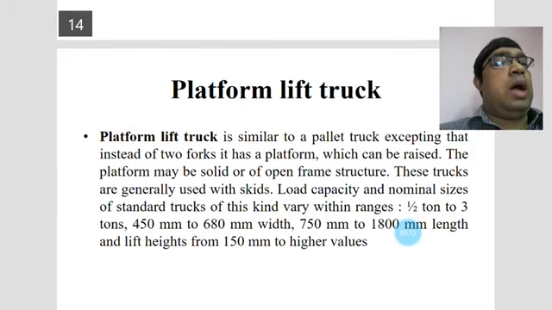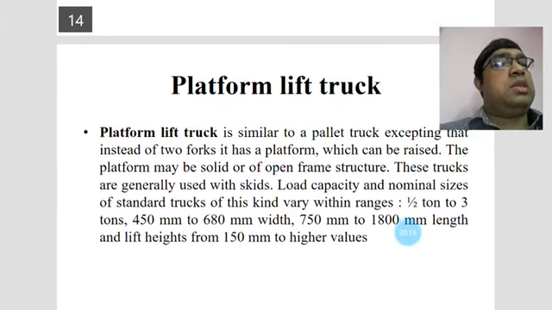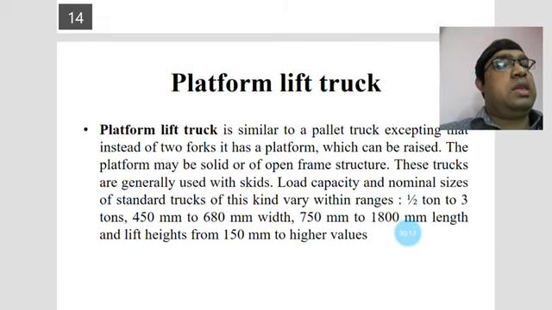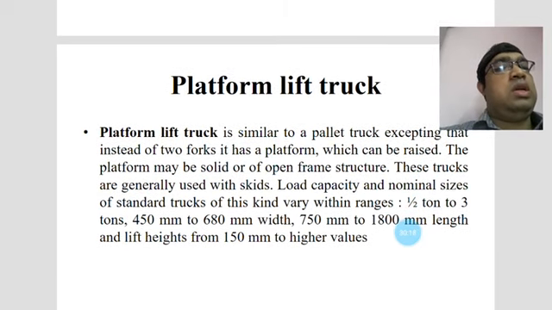This platform lift truck is similar to the pallet truck, except that instead of two forks it has a platform which can raise the material. This platform may be solid or an open frame structure, and different frame structures are also used for moving materials. These trucks are generally used with skids.